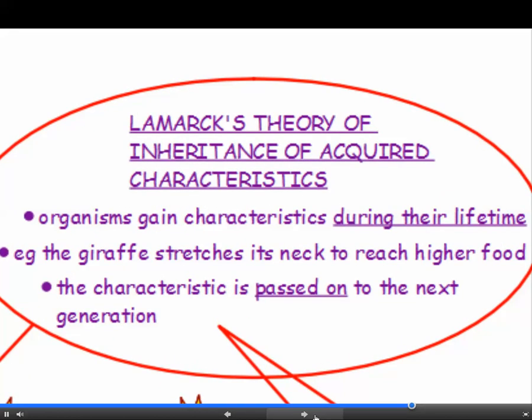There were other theories going around at the time. One was by a Frenchman called Jean-Baptiste Lamarck, and this is called the theory of inheritance of acquired characteristics, where organisms gain characteristics during their lifetime. So, for example, something that's commonly talked about is the giraffe, stretching his neck to reach higher food. As he keeps stretching it during his lifetime, it gets longer and longer. And this characteristic is passed on to the next generation. So characteristics that we acquire during our lifetime are then passed on to our children. That's Lamarckian inheritance.